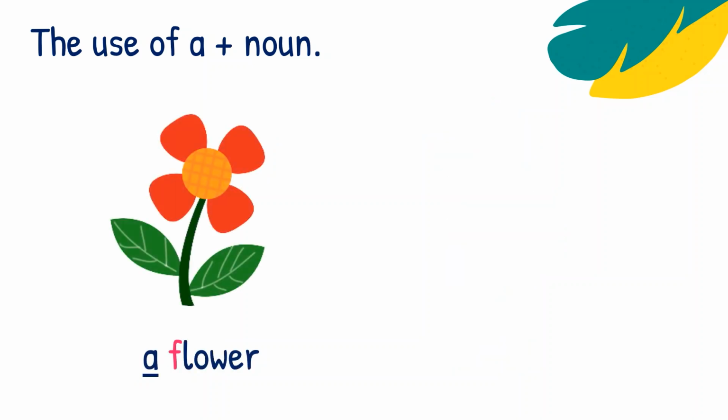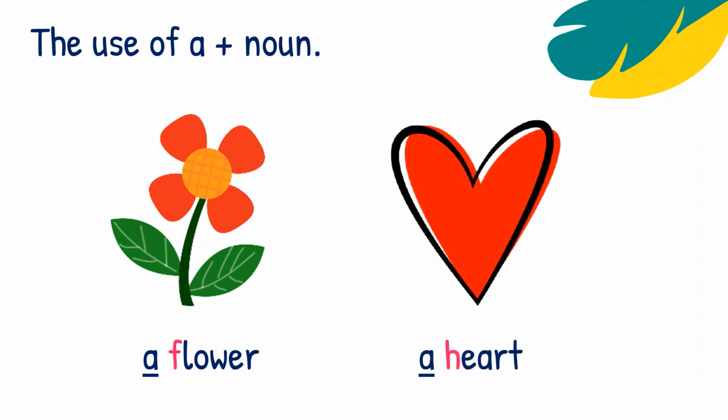Another example, a flower. The word that comes after a is flower. Flower starts with letter F, which is a consonant. And a heart. The word that comes after a is heart. Heart starts with letter H, which is a consonant.